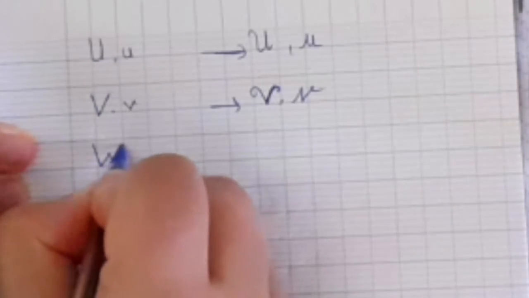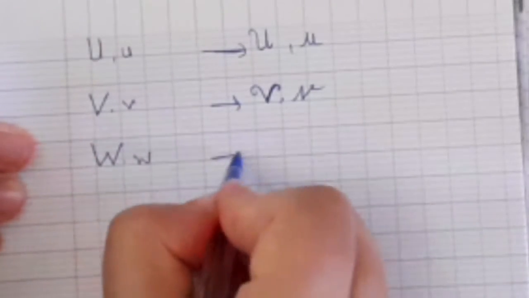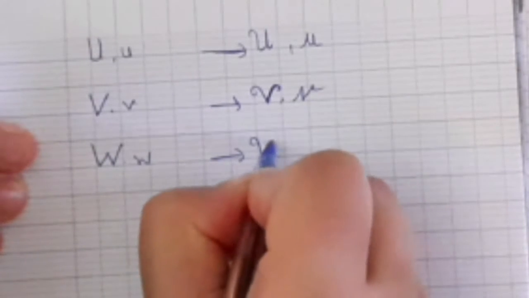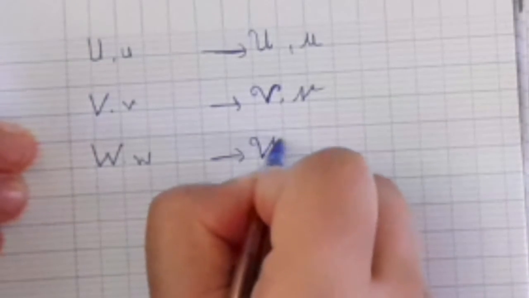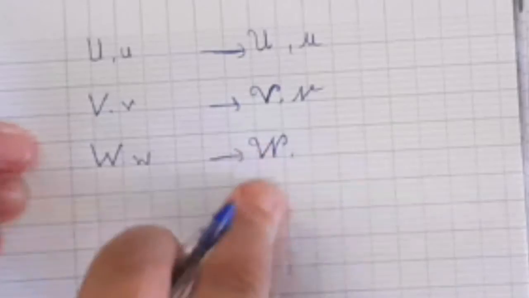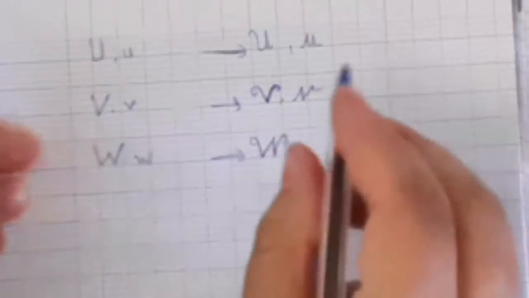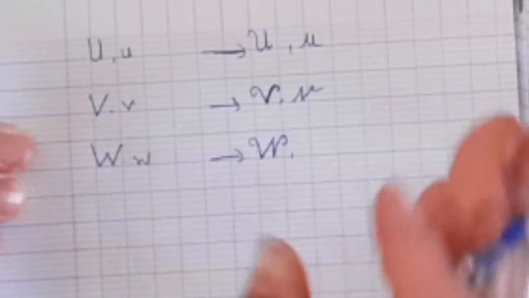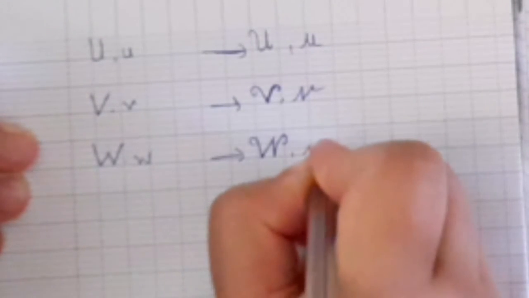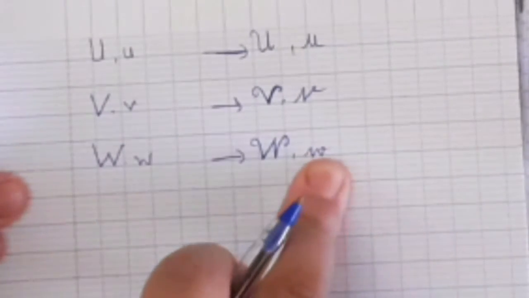W is like that. Capital, small, this is non-cursive. Cursive form is like that. This is the capital letter of the letter W. Then this is capital letter, W in capital form. And this is the small form. Okay, so capital, small.